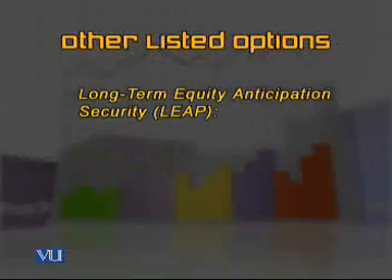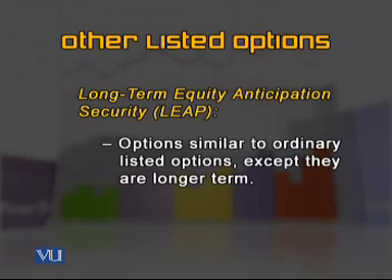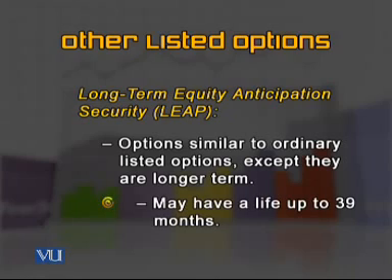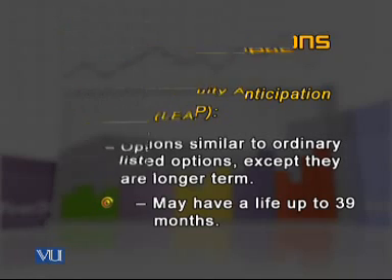We can talk about LEAP options, Long-term Equity Anticipation Securities. They are similar to ordinary listed options, except they're longer in term, maybe even more than 3 years, 39 months to be exact. These have to be looked at through your own eyes to see if they suit you.